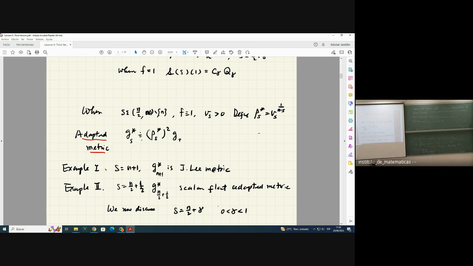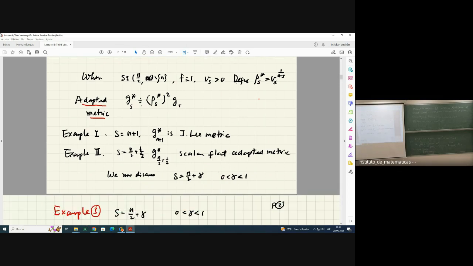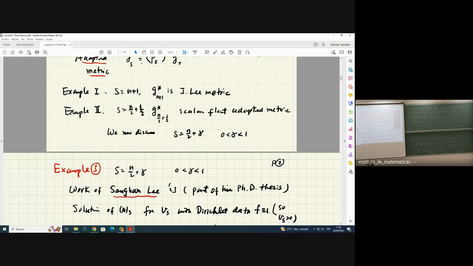And then I begin to describe properties of this metric, and the 2 examples which I described in detail yesterday. When s equals n plus 1, this is the Jack-Lee metric, which has the special property that if the boundary scalar curvature is positive, the interior scalar curvature is positive. And when s equals n over 2 plus 1 half, this scattering metric is scalar flat. And the special property it has is that if the boundary scalar curvature is positive, then its mean curvature on the boundary is positive. Okay, so that's what I discussed yesterday.